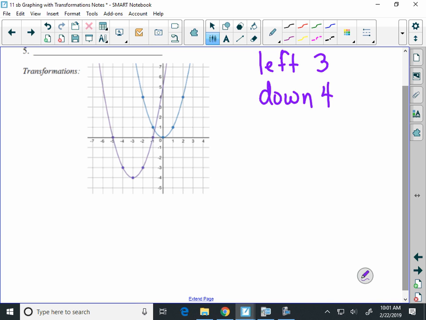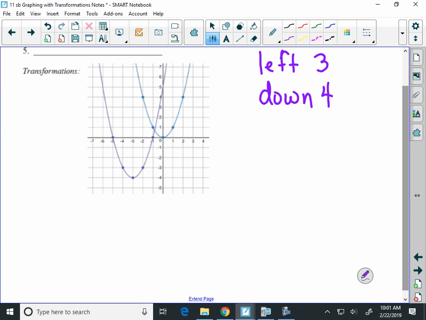In the blue graph, we went one space to the right from the vertex and one up. Well, in the purple graph at the vertex, we went one space to the right and one up. Since that pattern didn't change, we don't have any vertical stretch or compress either.